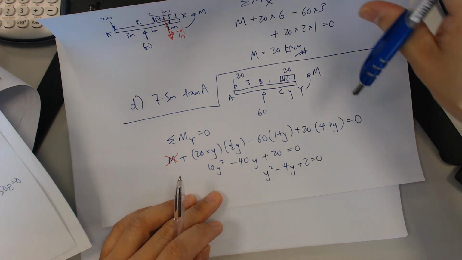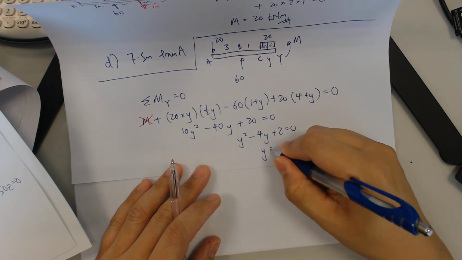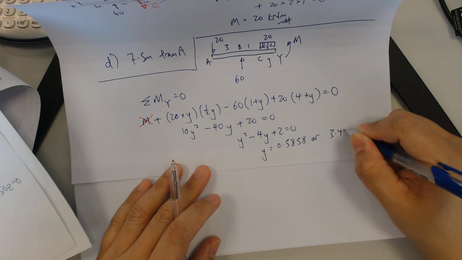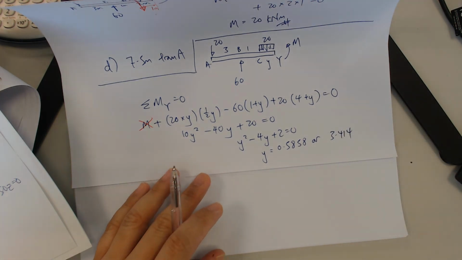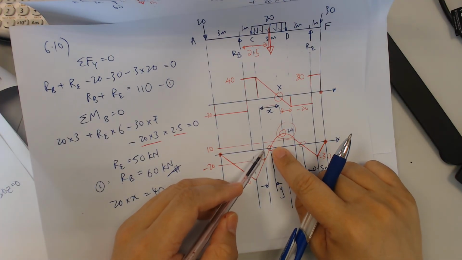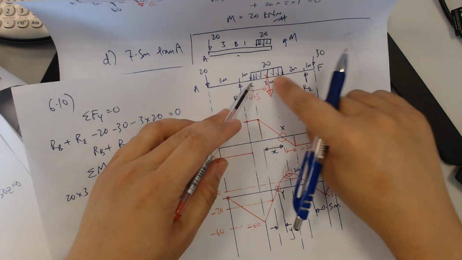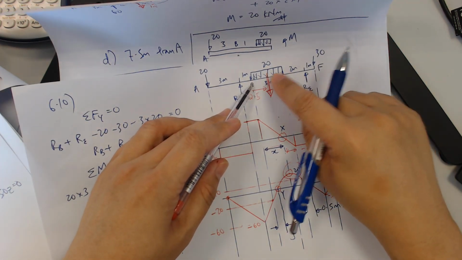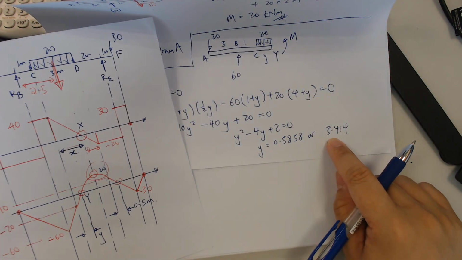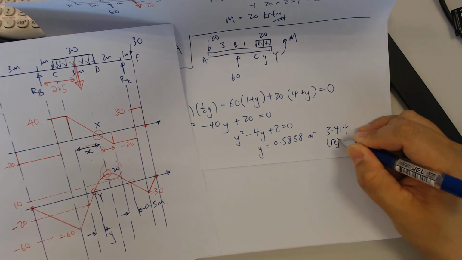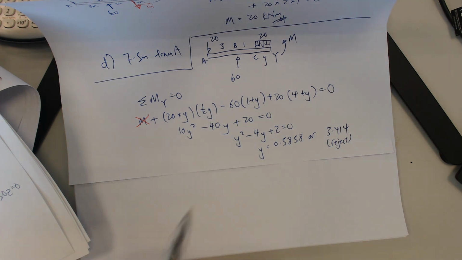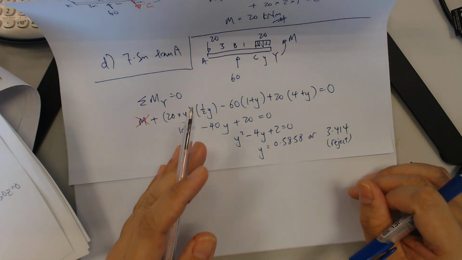And you have to use your calculator to find the root. So your root is 0.5858 or 3.414. Which one you take, of course you have to go back to this distance here, and you see your UDL is just 3 meters. So how can the distance be 3.414? So we reject 3.414, and the answer is 0.58. But the question again is the distance from A, right?